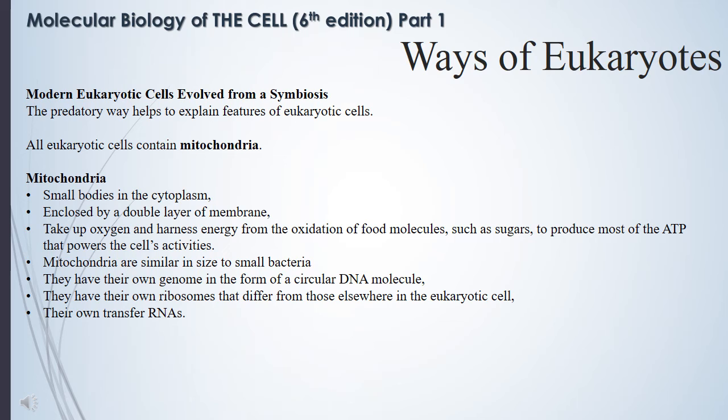So it takes up oxygen, takes up sugars, oxidizes sugars to harvest energy, and then uses that energy to create ATP. The mitochondria is actually about the same size as a small bacteria. It has its own genome, and it is in the form of circular DNA.